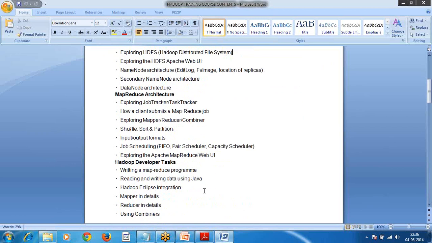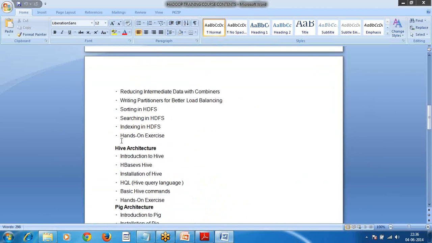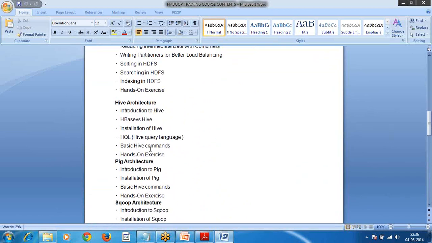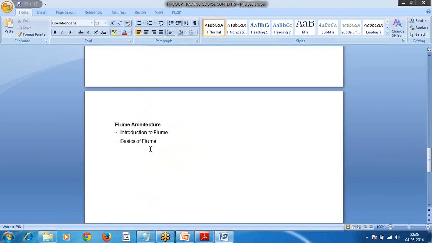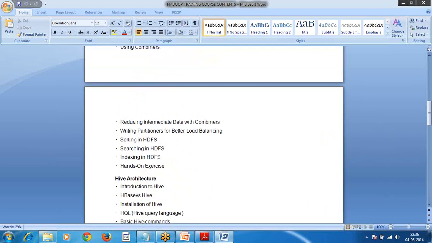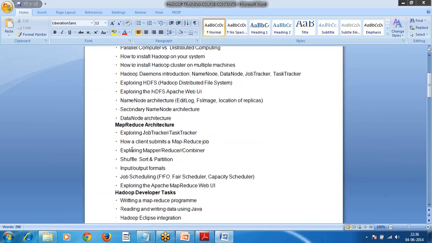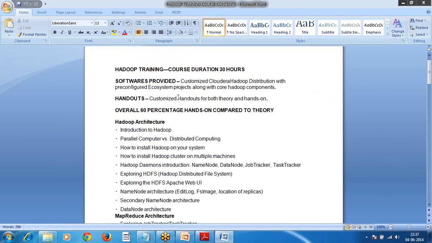Once we complete the core components, we would be moving to the Hadoop ecosystem components like Hive, Pig, Sqoop, Oozie, Flume, and HBase. I would be explaining all the components in detail, and we would be having separate hands-on sessions for each of these components. For the entire training, I have a customized Cloudera Hadoop distribution which has all the exercises and training materials preloaded. Once we install that on your system, whatever hands-on we are doing, you would be directly following the hands-on material with the software provided.